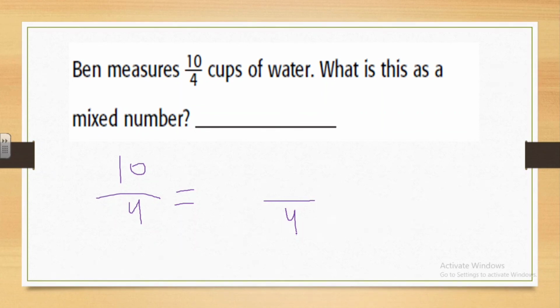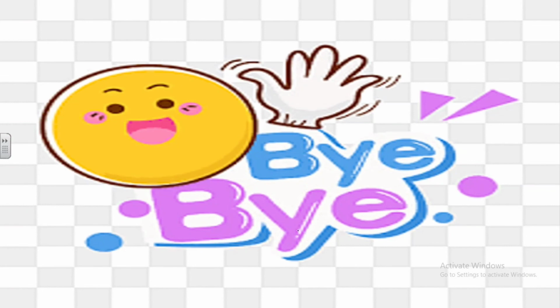Super! I can hear one of you tell me 2, because 2 times 4 equals 8. And we need what to reach 10? We need 2. So it will be 2 and 2 over 4. Get it? That's great, my dear.